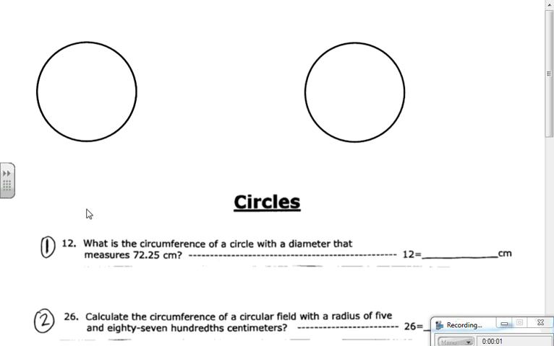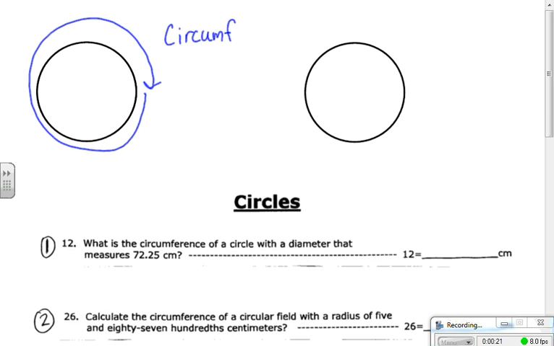Today we're going to talk about how to solve problems that involve circles, either stated or geometry problems. So there are some formulas for circles that we're going to need to know. Whenever we want to find the distance all the way around a circle, basically the perimeter of our circle, what we're going to be finding is called the circumference.